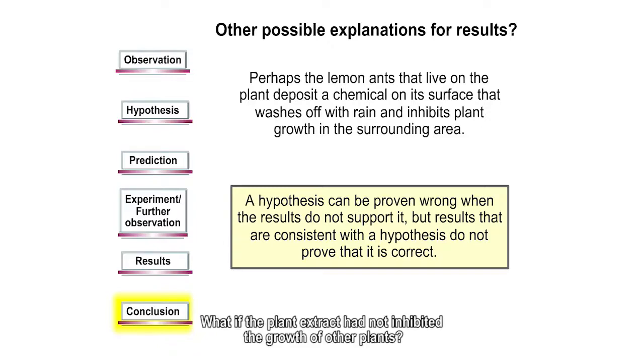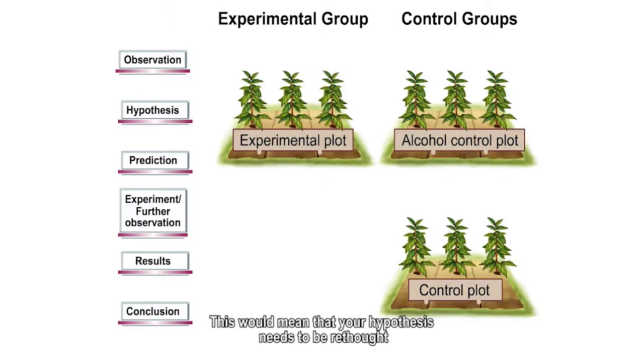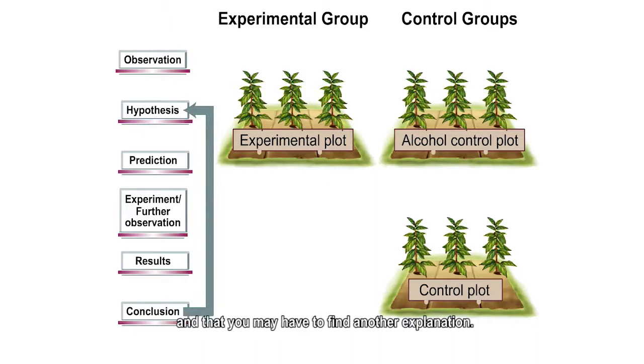What if the plant extract had not inhibited the growth of other plants? This would mean that your hypothesis needs to be rethought and that you may have to find another explanation. Essentially, you must now look for new variables.